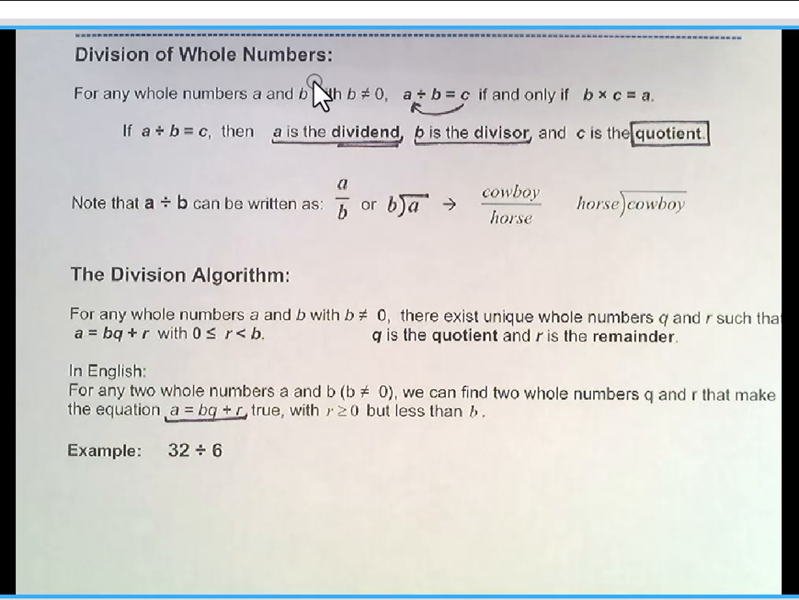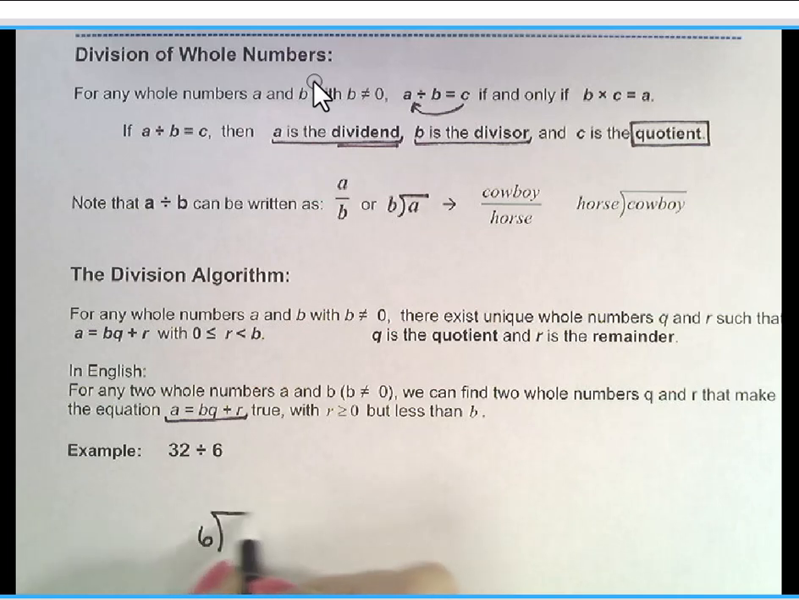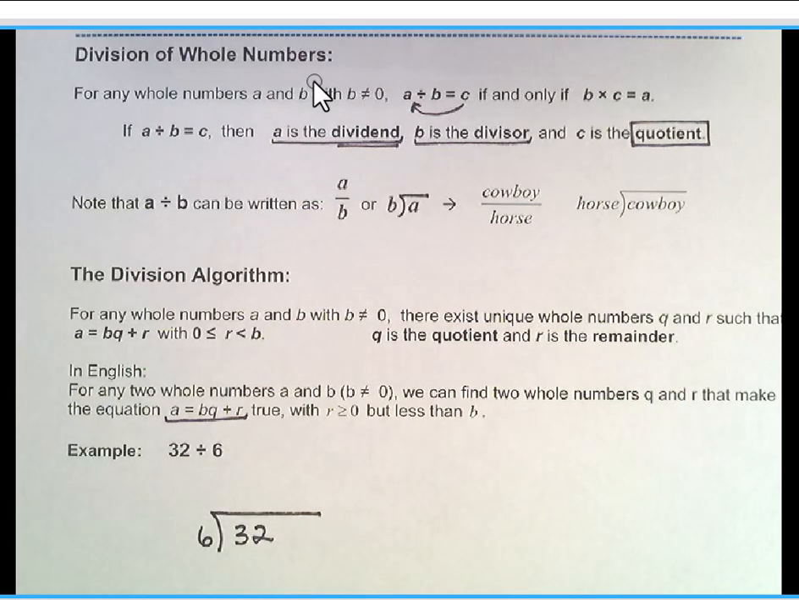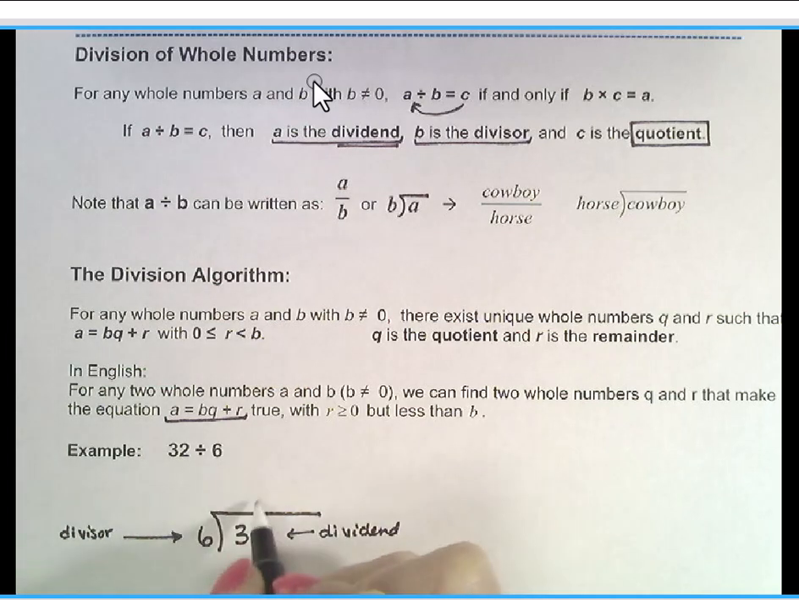So let's go back and do a long division problem. 32 divided by 6. 32 is the dividend, 6 is the divisor, so 32 is the cowboy and 6 is the horse. When you get ready to do long division, you write it like this, where the cowboy goes inside the house and the horse has to stay outside. So this is your divisor, and this is the dividend. Let's see what happens when we divide. We can't divide 6 into 3, but we can divide 6 into 30. 6 goes into 30 5 times.